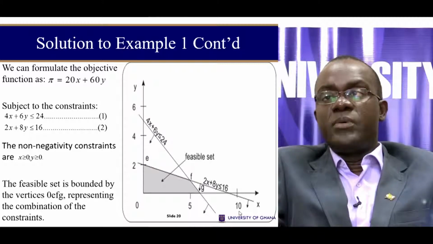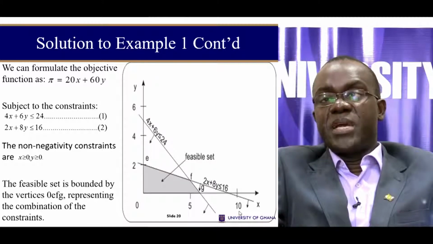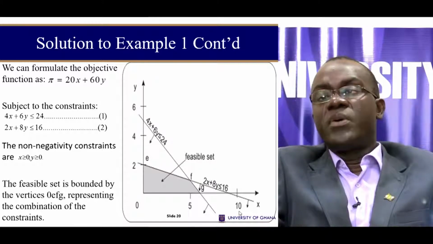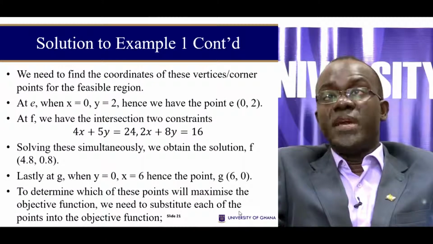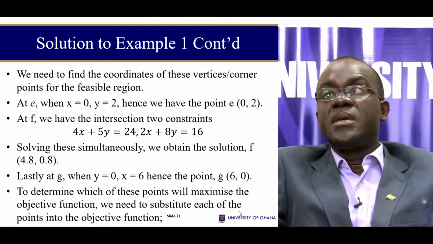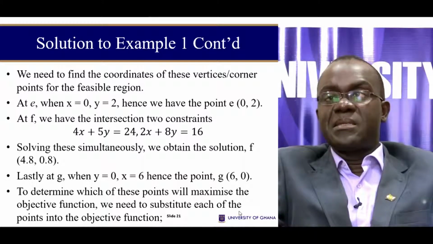This vertex here, we don't know. It means we have to solve this equation and this equation simultaneously to obtain this vertex. But this vertex, we can straight away deduce from the equations. So when we solve these two, the first one at E, there's a point, we have to solve this one. We get these as the points, and then we also have this. So we have 3 points, okay?